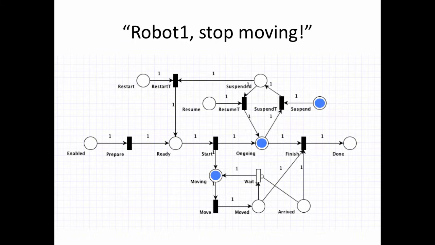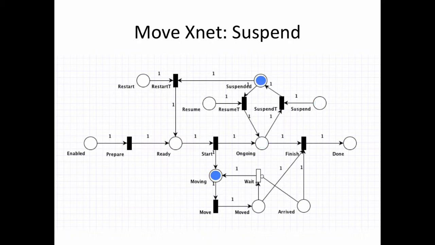Okay, that's the normal flow. Supposing we had a command in the middle of a motion, that is to say we're in ongoing motion, but we want to stop moving. And we would mark the suspend place, and then we'll transition to suspended, and the robot will stop.